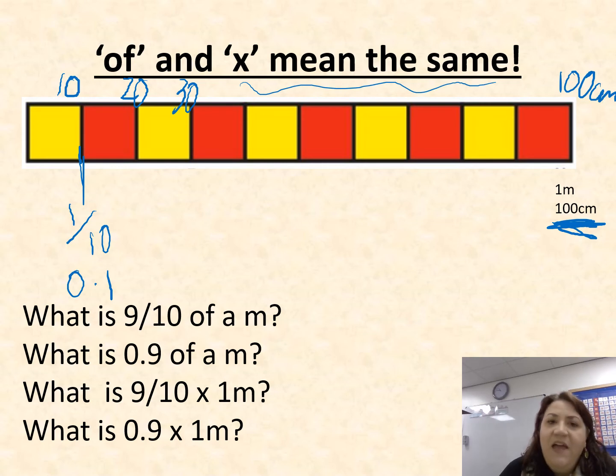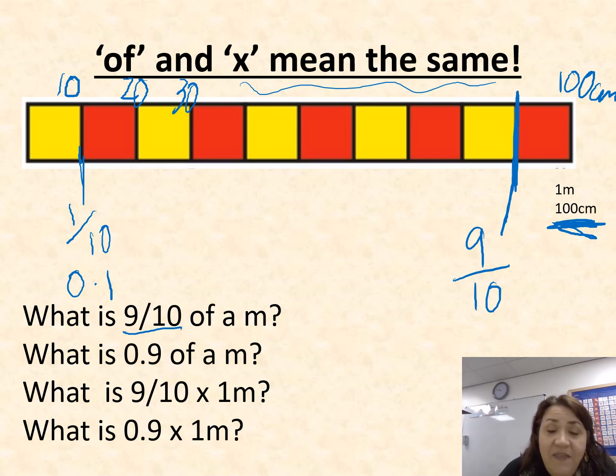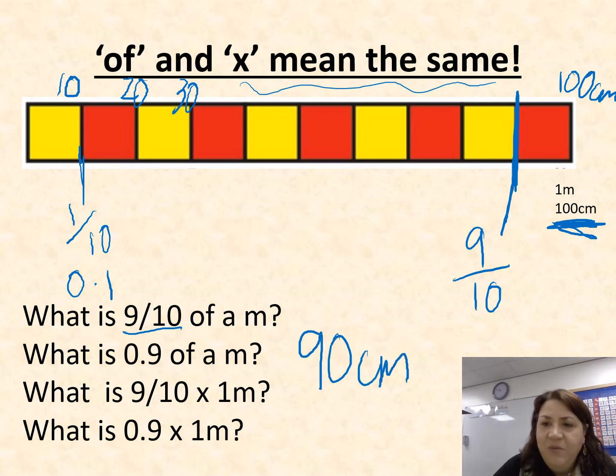So we want 9/10. Can you put your finger where you think 9/10 would be? 9/10 of a metre. It will be here. Okay, this line here is 9/10. And all of these are the same. 9/10 of a metre, 0.9 of a metre, 9/10 times 1 metre, 0.9 times 1 metre. Of and times mean the same. So how many centimetres would that be? 10, 20, 30, 40, 60, 70, 90. 90 centimetres. That was a bit easier than the last one we did.